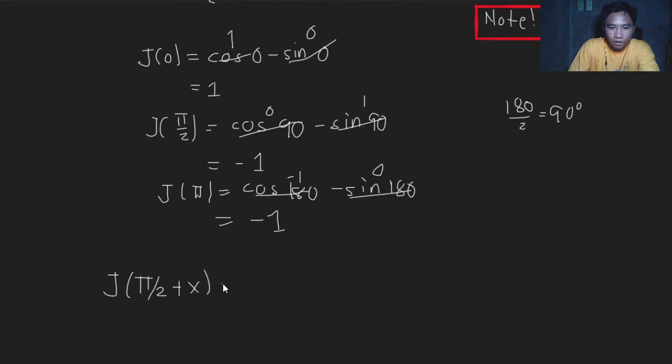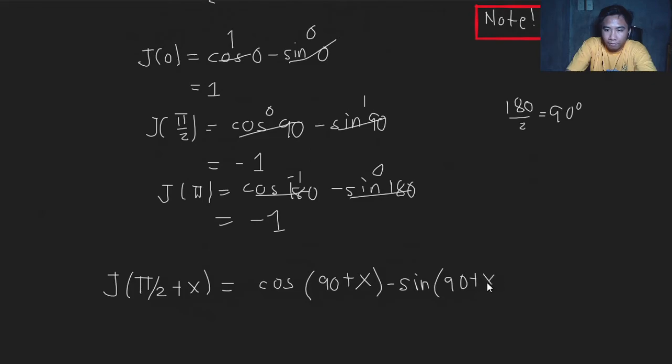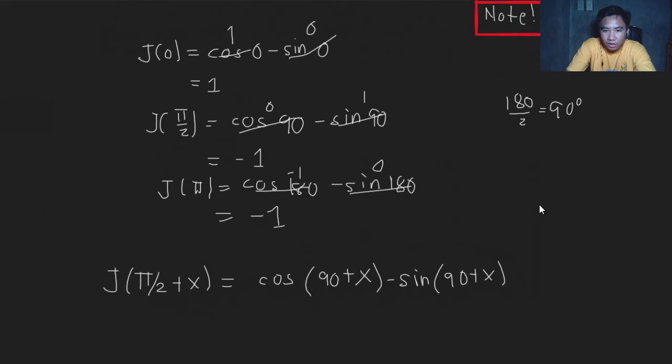Yan. So, isa-substitute lang natin yan. Cosine 90 kasi pi all over 2 is 90 plus x, minus sine 90 plus x. So, dito na natin magagamit yung mga identities natin kaganina.